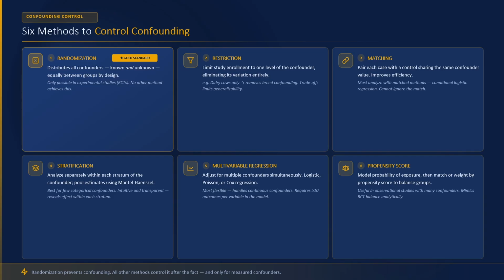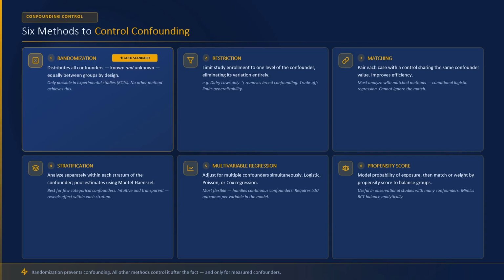Restriction, limit enrollment to a single level of the confounder. Dairy cows only removes breed confounding entirely. The trade-off is generalizability. Matching, pair each case with a control, sharing the confounder value. It improves efficiency, but you must analyze with matched methods. Conditional logistic regression. You cannot match and then ignore the match.